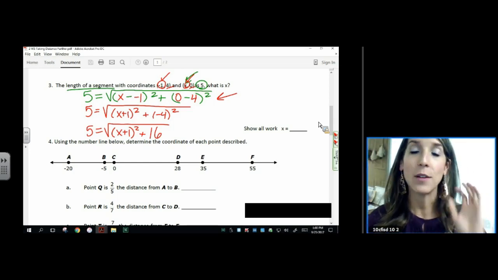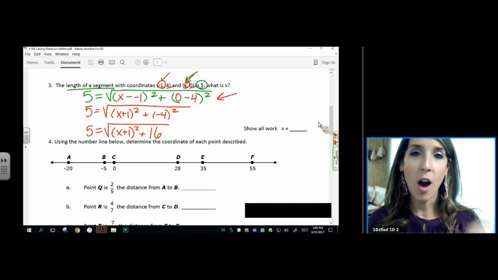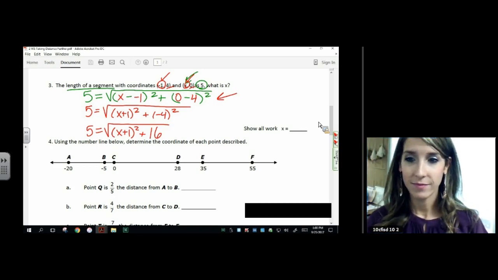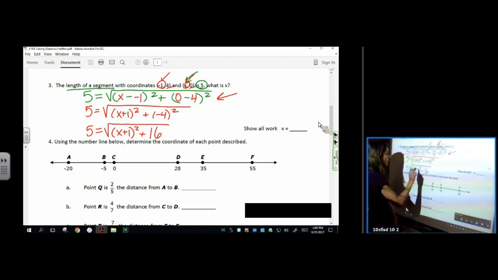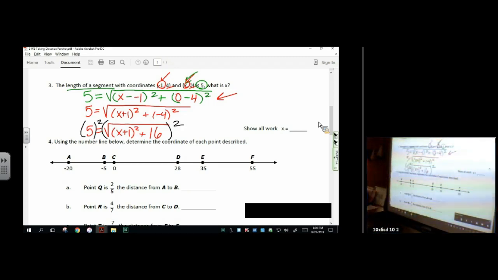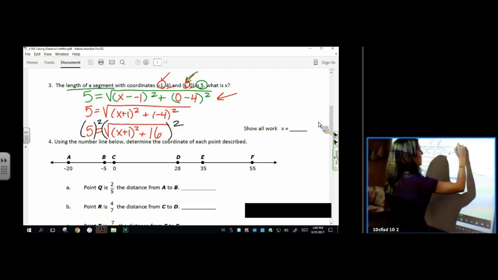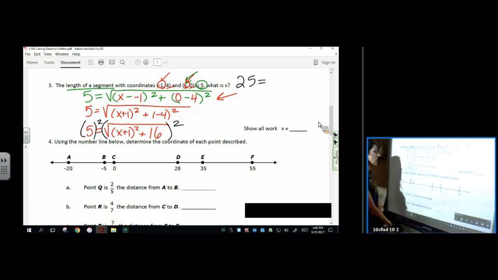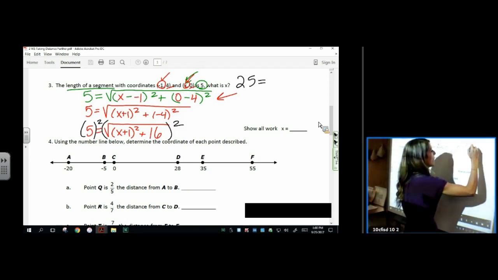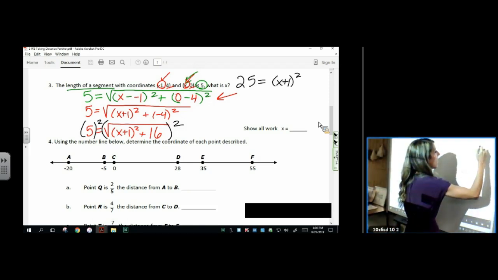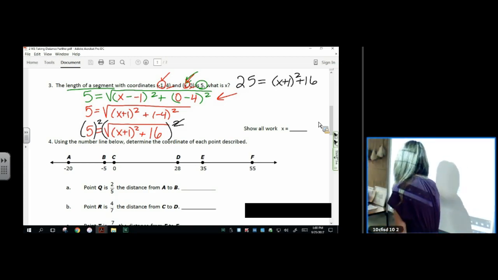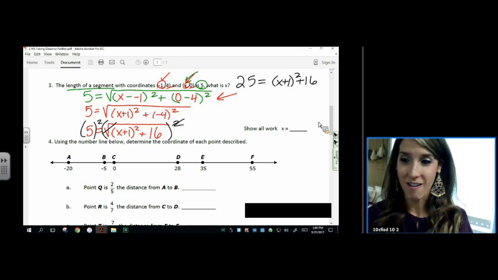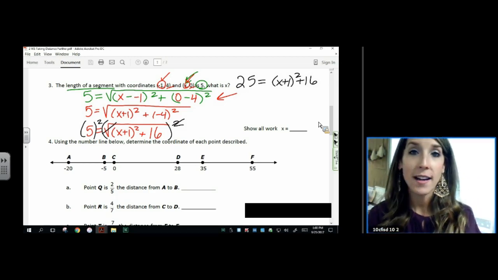Now let's try to get rid of the square root. What is the opposite of square rooting something? Squaring it. So whatever you do to one side, you must also do to the other. So if we're going to square this, we better square this. So now what do we have? 5 squared. We have 25 equals, and we have whatever was left under the square root sign because the squared and the square root canceled out. They're gone. Okay, we're trying to solve for x.